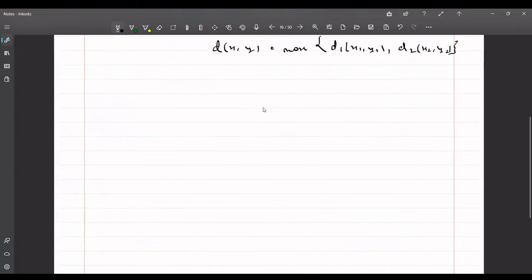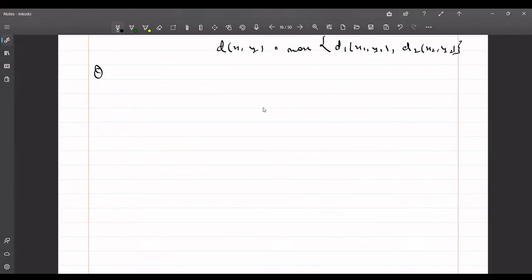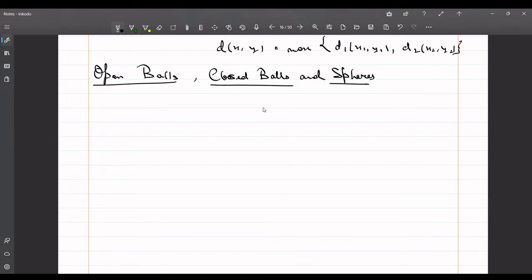Now let us move on to the main focus of today's lecture, which is the concept of open balls, closed balls, and spheres. Let us give the heading: open balls, closed balls, and spheres. So let us have a metric space (X, d). Now we choose an element from this metric space.